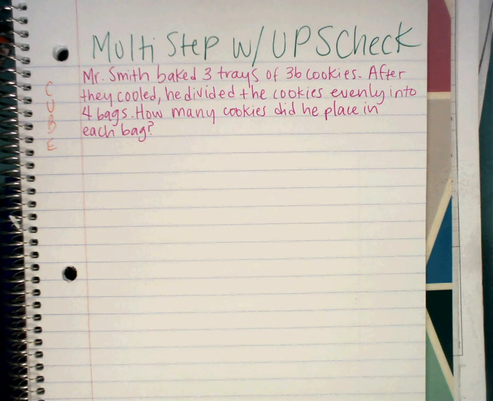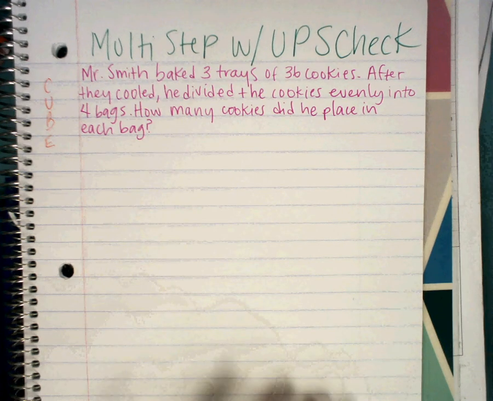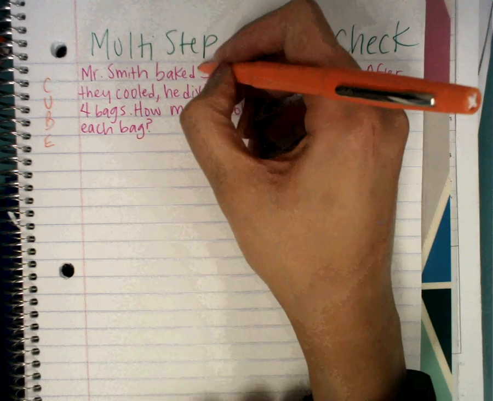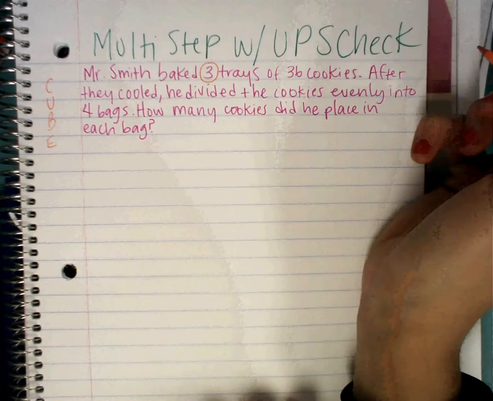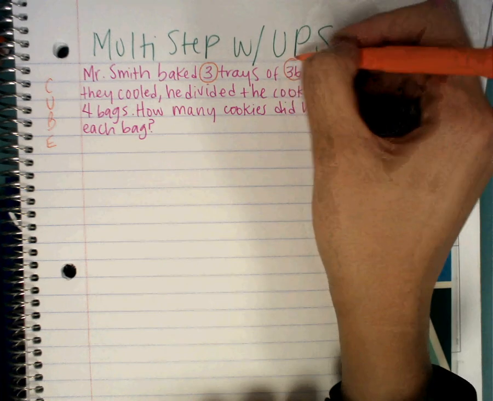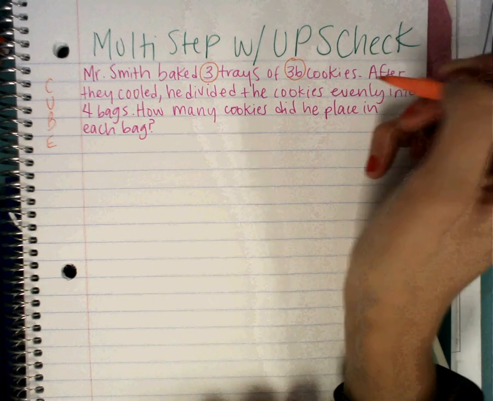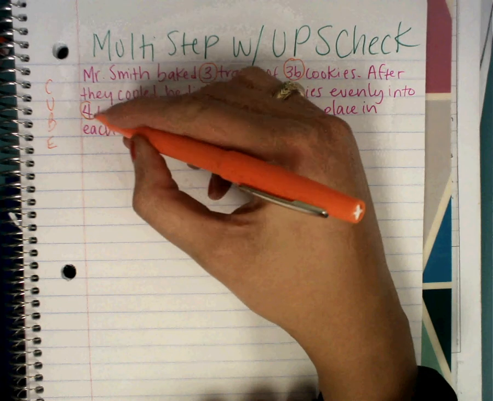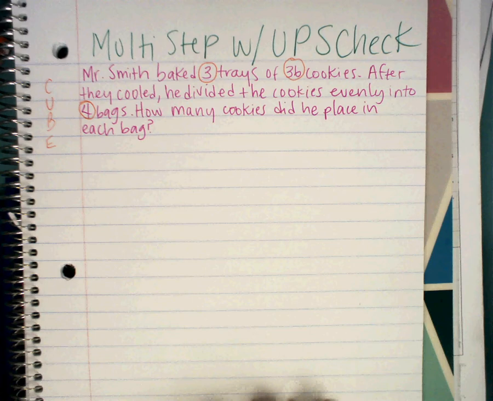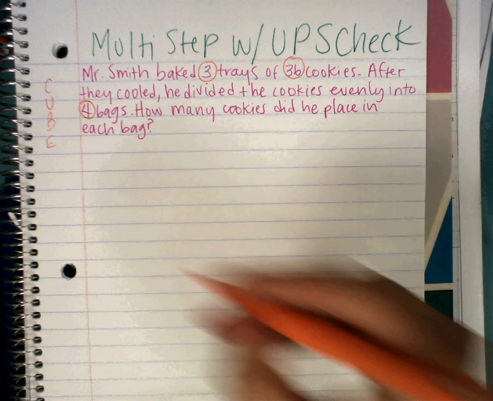Okay, so let's go ahead and circle the key numbers here. What's one key number I need to circle? 3. What's another one? 36. What's another one? 4. Okay. Any more? No. All right, check it off.